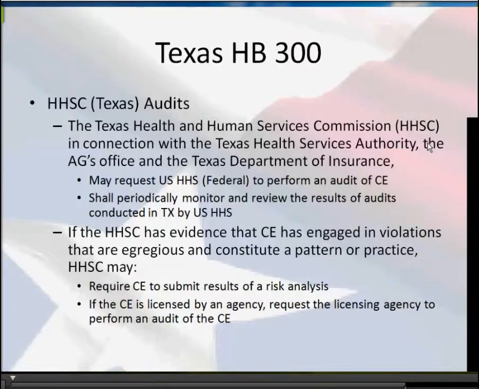If the state level HHSC has evidence that a covered entity has engaged in violations that are egregious and constitute a pattern of practice, they may require the covered entity to submit the results of a risk analysis, or, if a covered entity is licensed by an agency, they can request the licensing agency to perform an audit of the covered entity, and quite possibly the entity could lose its license to do business in the state.